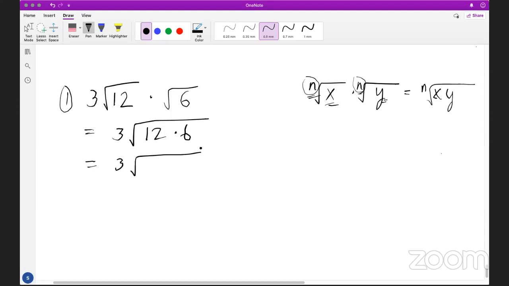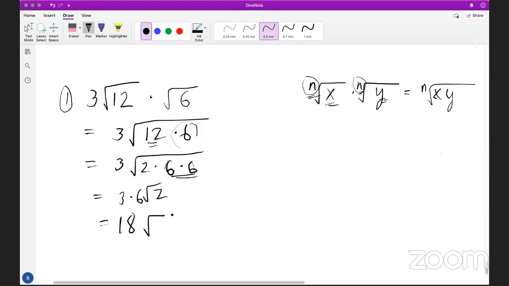So guys, pwedeng i-multiply nyo sila or pwede rin na i-factor mo to. 12 is equal to 2 times 6, right? Times itong 6 mo dito. So makikita mo na na pwede mong ilabas itong 6 kasi this is 6 squared. That's equal to 3 times 6 square root of 2, which is equal to 18 square root of 2.